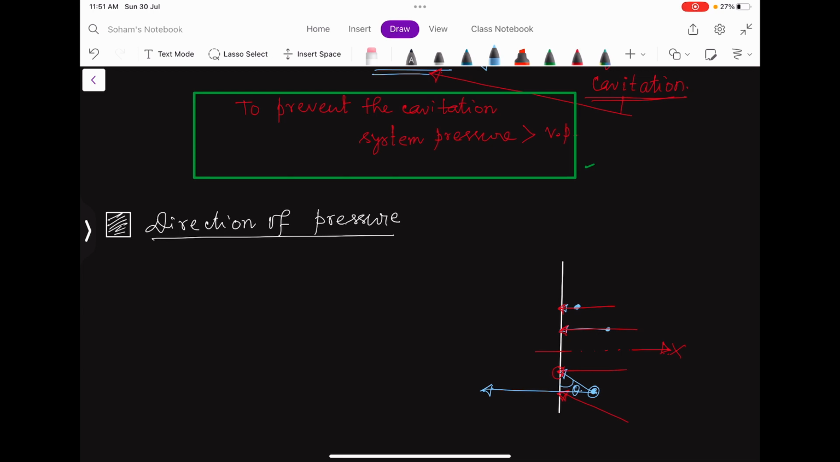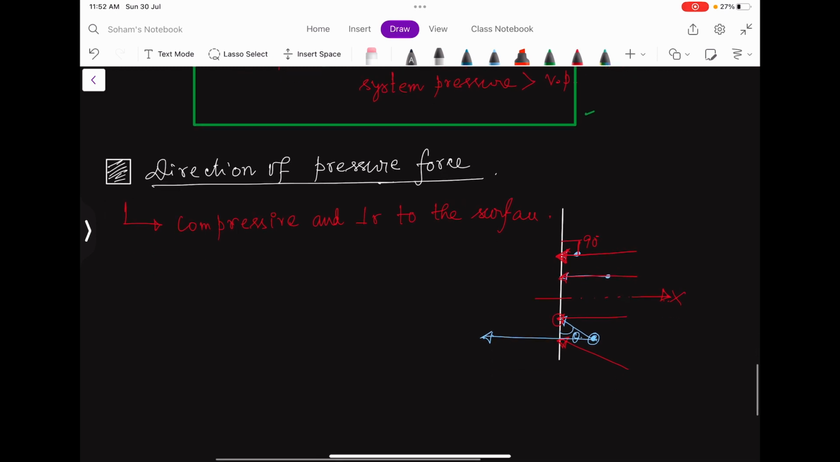Okay, so that means the direction of the force has to be compressive, that is inwards for the surface, and it has to be perpendicular. So this direction has to be compressive and perpendicular to the surface. So here one thing is that I should say pressure force, because pressure is a scalar, and in any direction it has the same magnitude. Okay.